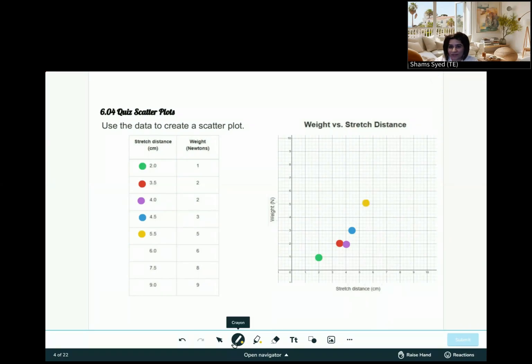Okay. Let's see the next one. Stretch distance is 6, go to 6. How much up do I go? I go up 6 for the weight. Go straight up to 6. This is like a scatter plot.